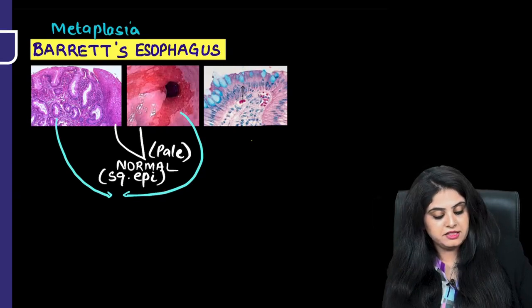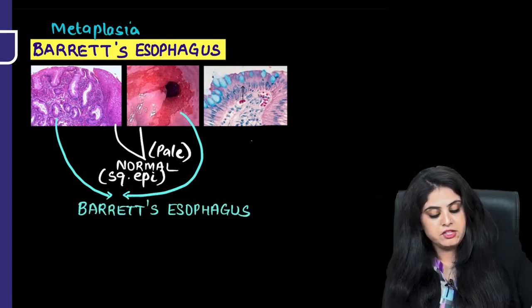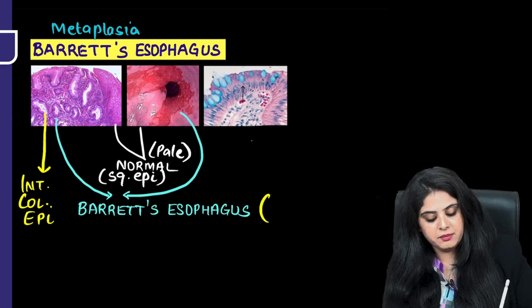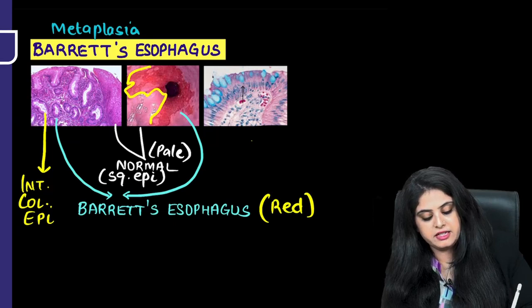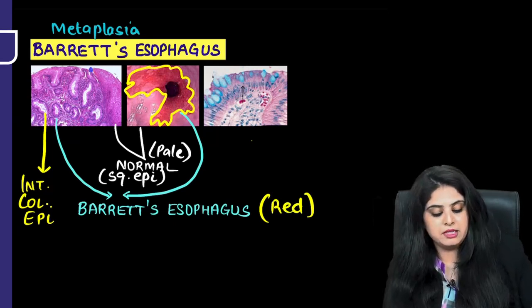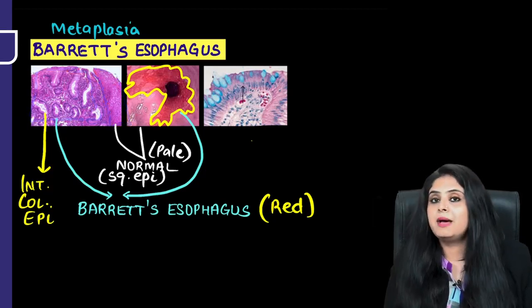But when we see the presence of which epithelium? When we see the presence of intestinal columnar epithelium, and we see the presence of velvety red areas, like you're seeing these velvety red areas, you know we are dealing with Barrett's esophagus. So normal epithelium was squamous, and intestinal columnar epithelium is the Barrett's esophagus.